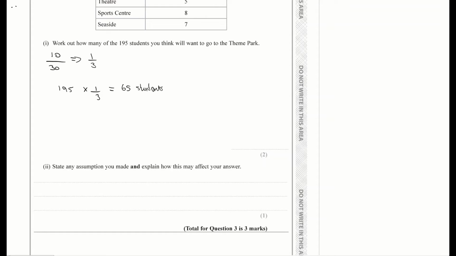Part 2 then is saying, state any assumption you made and explain how this may affect your answer. So what sort of assumption are we making? Well, the assumption I'm making is that my sample is random. So that's the first thing I'm going to say. I'm going to assume that the sample that I picked is a random sample. And I'm also going to say that the sample is representative of the entire population, or the entire 195 students. So I'm saying the sample of 30 students is representative of the entire population. Now, when I say population, I mean the 195 students in the class group.